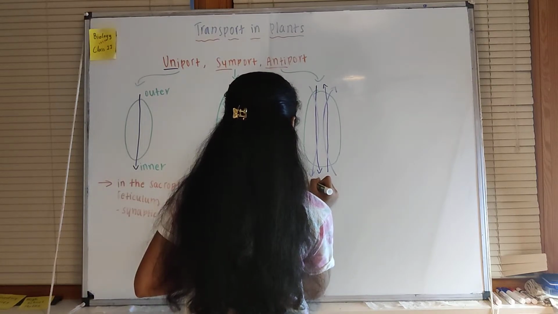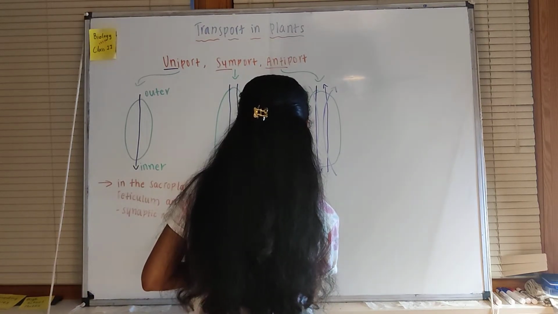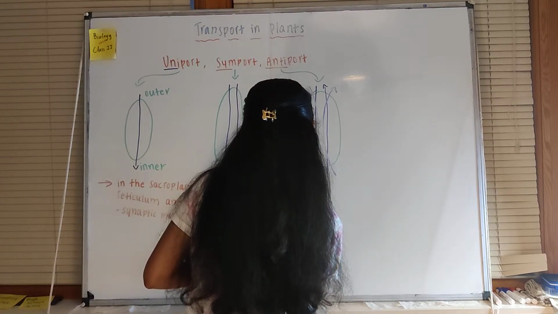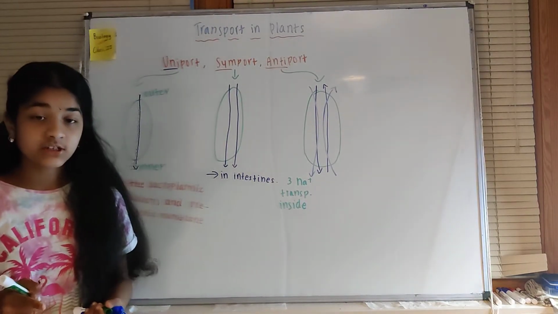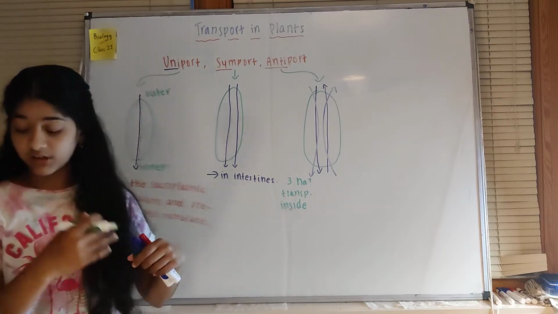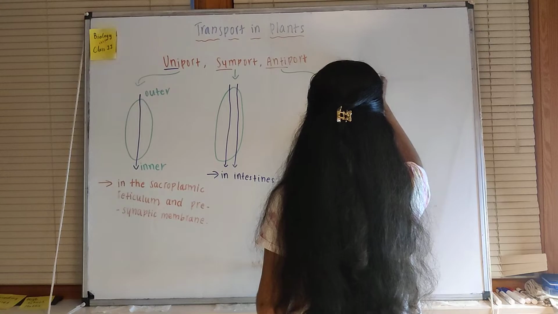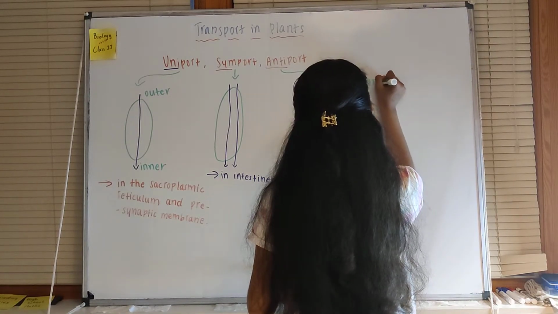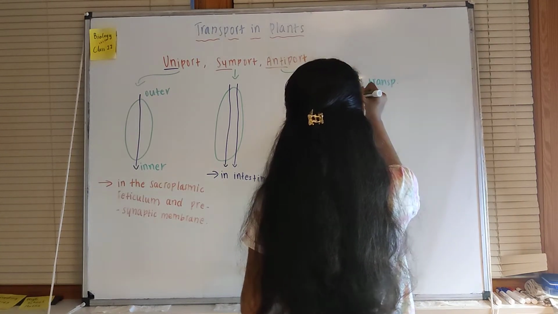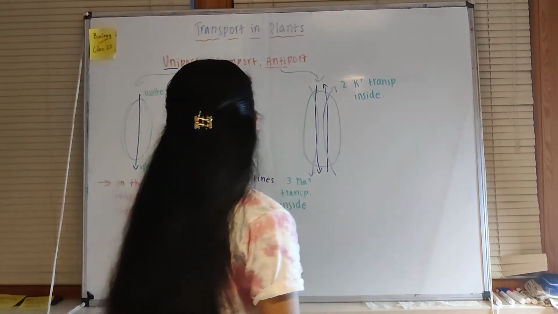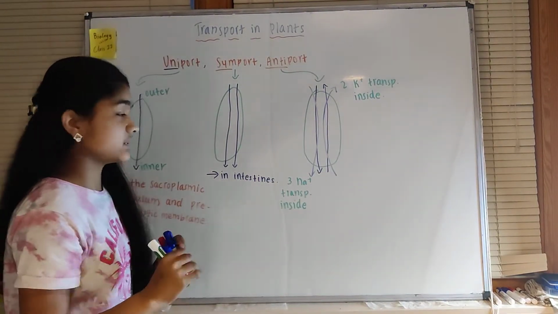Three sodium ions transported inside, and then there are some potassium ions which are transported outside. That is two potassium ions transported inside. So this is how it happens.